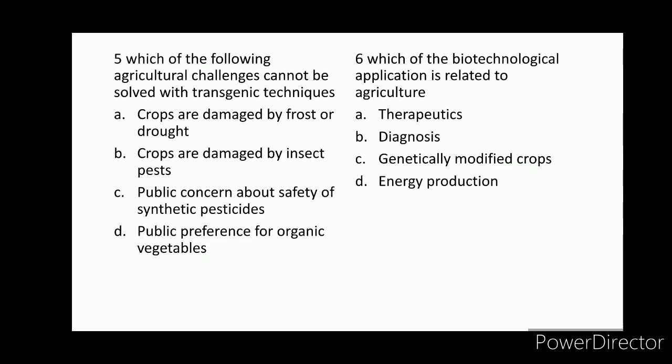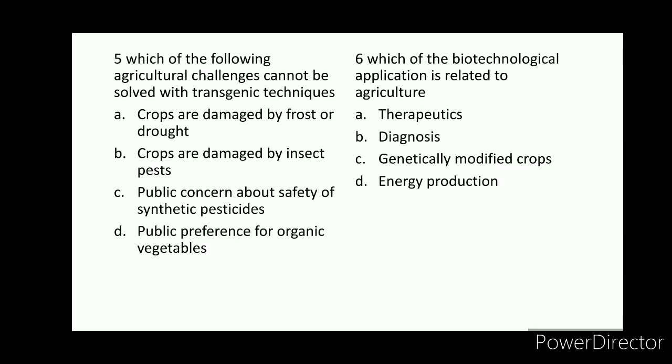Option B, crops are damaged by insect pests. Yes, we can produce insect resistant or pest resistant plants. So problem B can also be solved. Option C, public concern about safety of synthetic pesticides. Yes, this also can be resolved as genetic engineering is producing insect resistant and pest resistant plants. When the plant itself has resistance inbuilt towards the pest, there is no need for external pesticides to be sprayed upon them. So option C also can be solved.